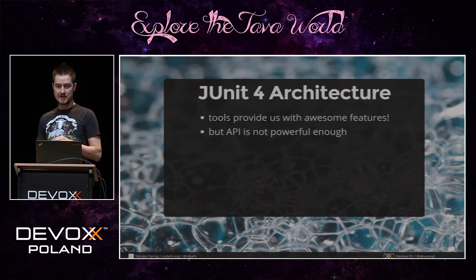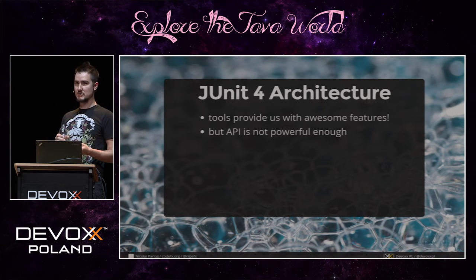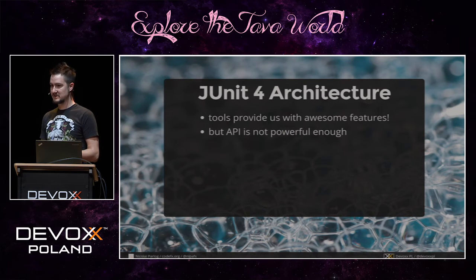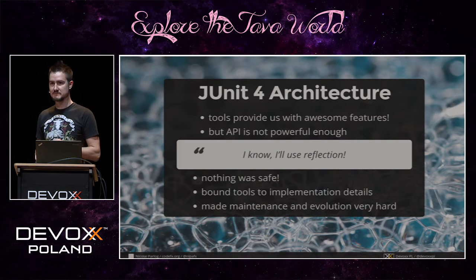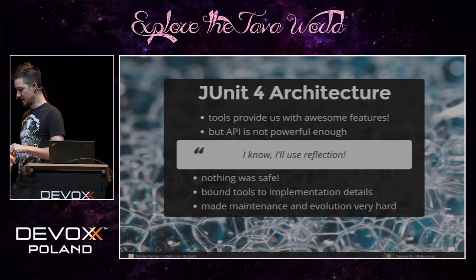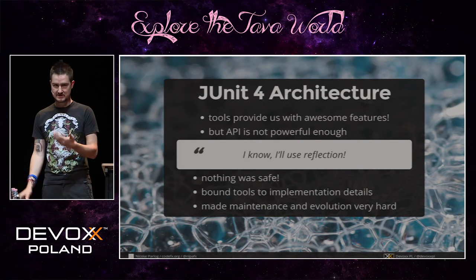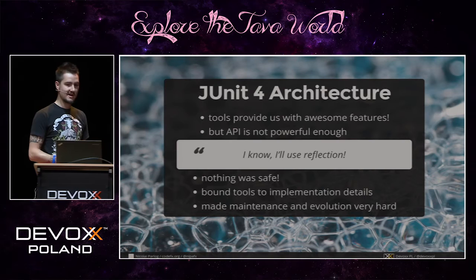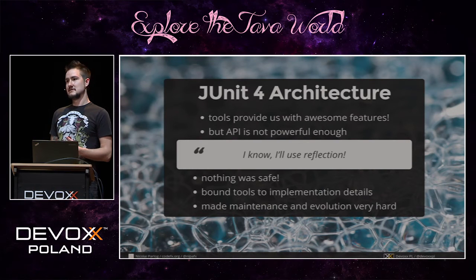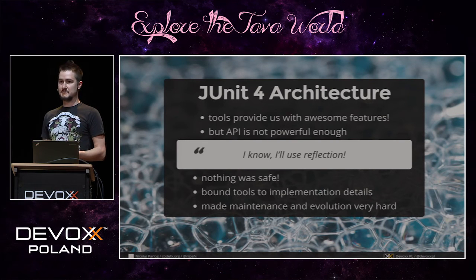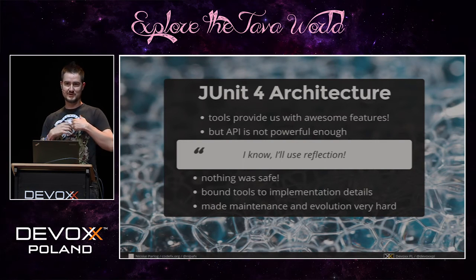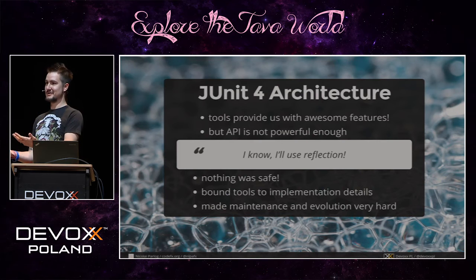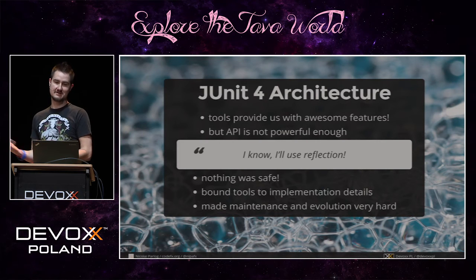But JUnit 4's API was not powerful enough for all of that. So what do we do? If the API doesn't work, what's the best way to get around that? I know, I'll use reflection. So I'm developing this tool, and I need something that JUnit can do, but doesn't expose. I'll use reflection. And that is what a lot of tools did. And it's not fair to blame those developers, because we wanted these features, and there was no really good way to do it, so they did the only way they had.